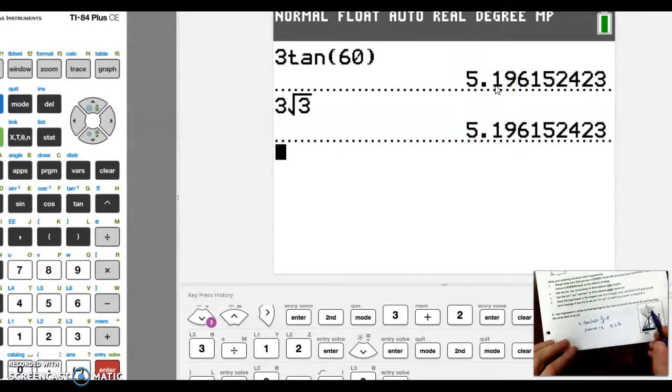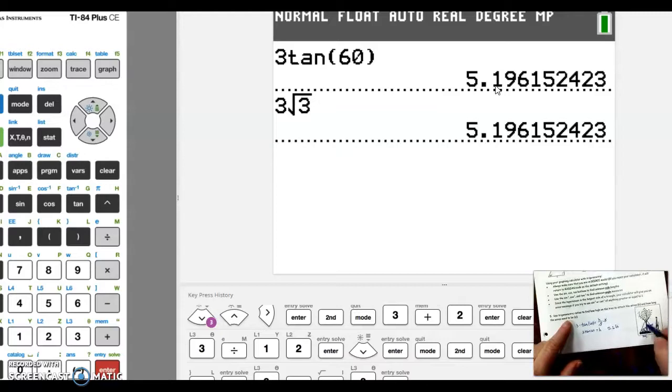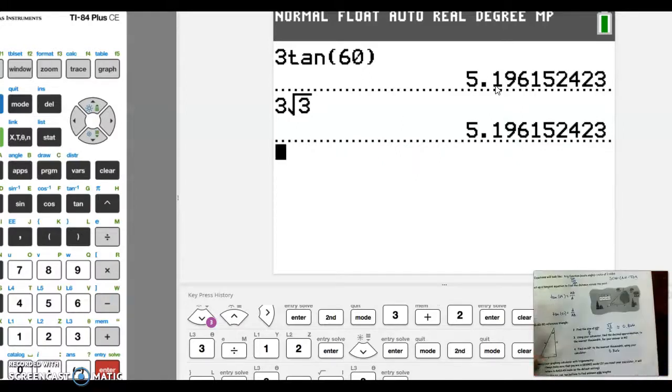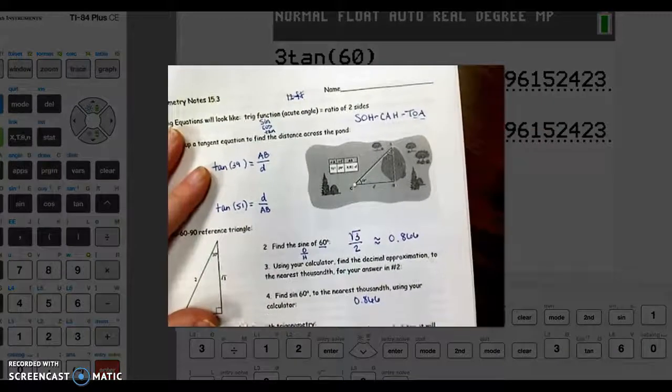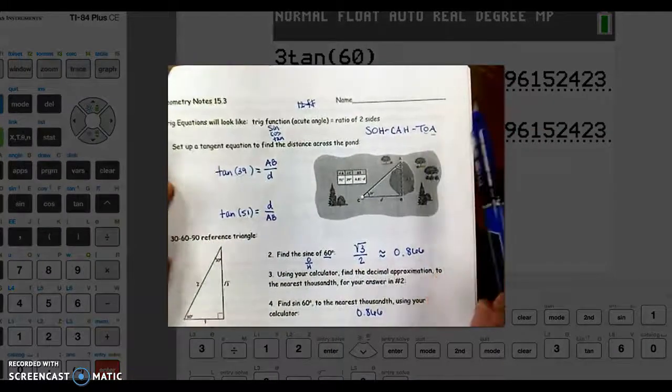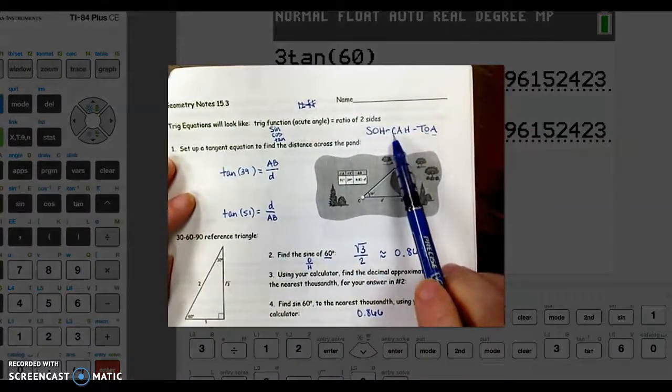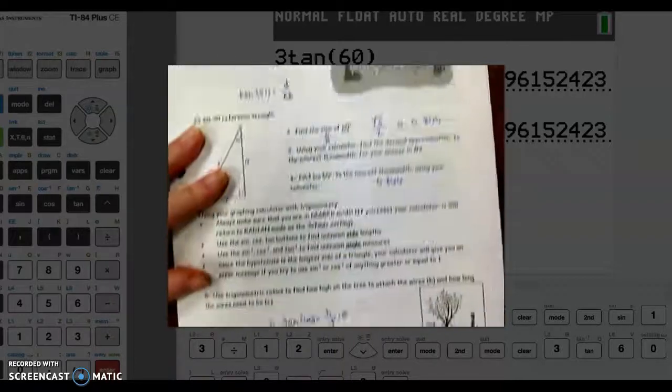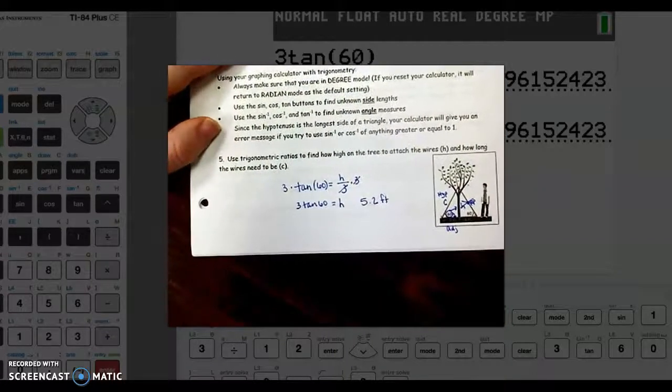Now the other question is to find how long the wire needs to be, which is this length right here. Again, with respect to the 60-degree angle, I'm given the adjacent leg. But this time, the opposite is not involved in the problem. The c is the hypotenuse. So which trig function uses hypotenuse and adjacent? If you go back up to your little reminder up here, adjacent and hypotenuse are used in cosine. So we want to write a cosine equation to solve for c.